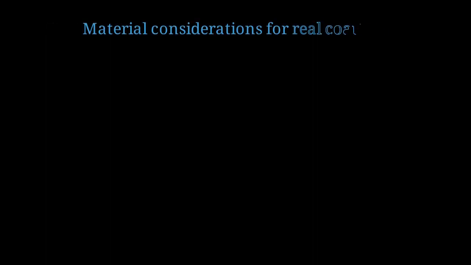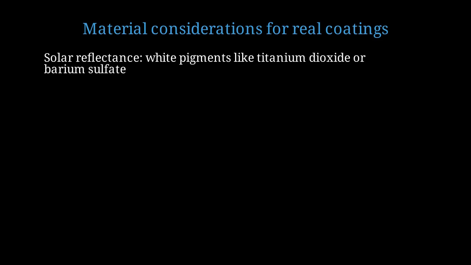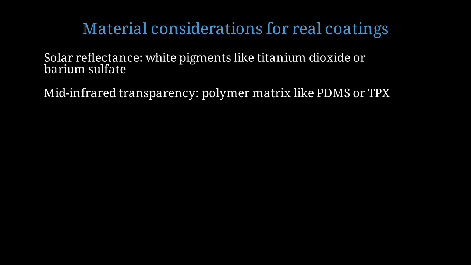Let's briefly discuss the material science behind these coatings. What materials actually achieve the required spectral properties? High solar reflectance is achieved using white pigments like titanium dioxide or barium sulfate particles that scatter all visible and near-infrared light. The polymer matrix must be transparent in the mid-infrared. Common choices are polydimethylsiloxane or polymethylpentene.